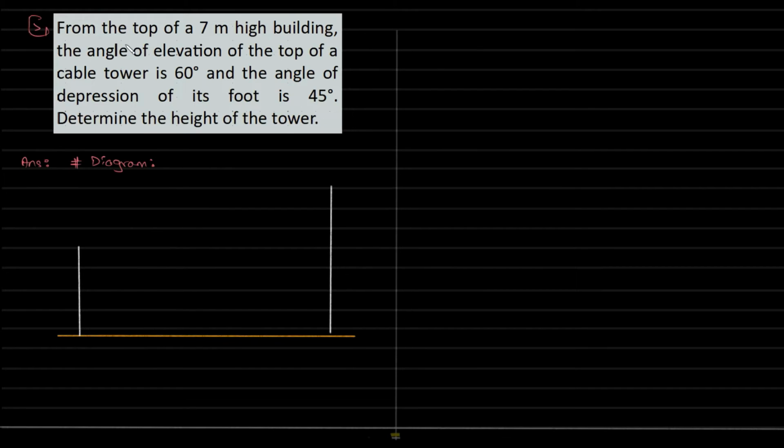Okay. Now let's see from where to where we are watching. From the top of the 7-meter building. So this is our building. Let me mention that. And this is our tower. So from the top of the building, which is over here, from here to here is what we are looking at, right? Then the angle of depression of its foot. So the foot is from here to here.